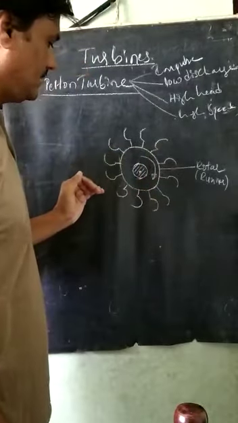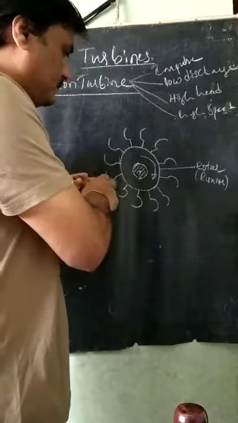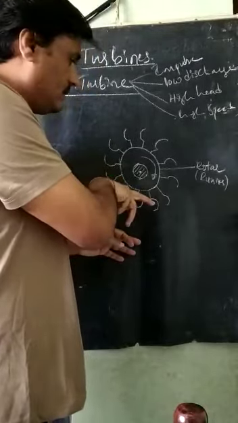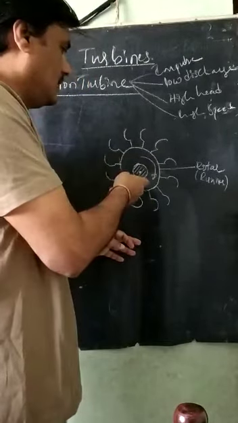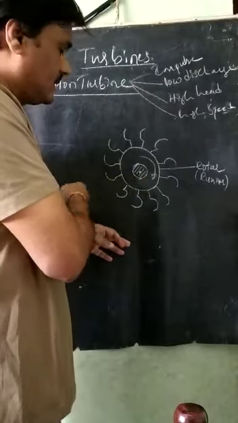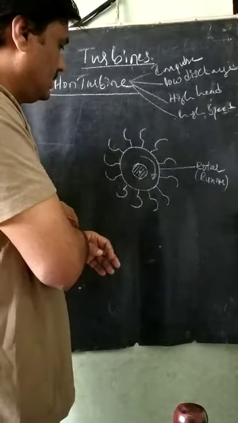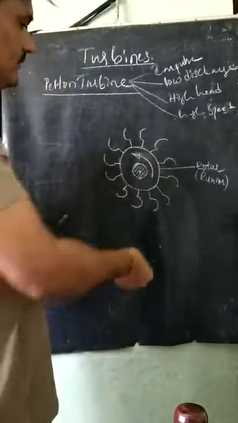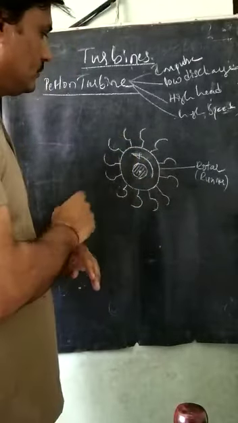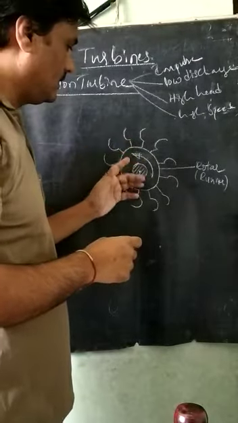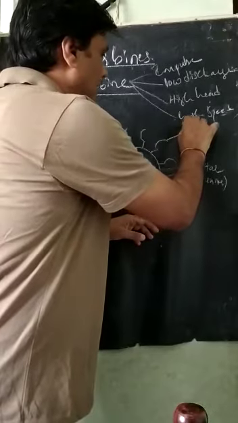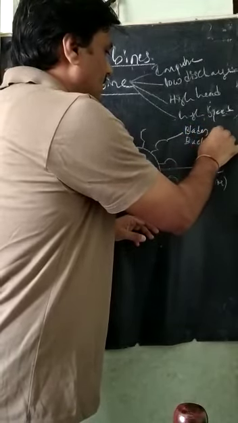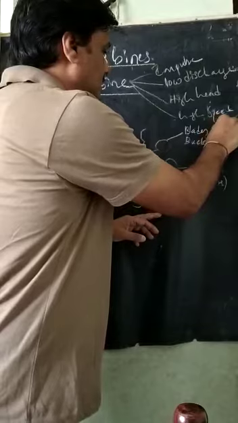So what is happening here now? When force is applied on these cups, by impinging some fluid on them, they will start rotating in this direction. This is the rotor, and these are the blades, also called buckets, cup shaped.